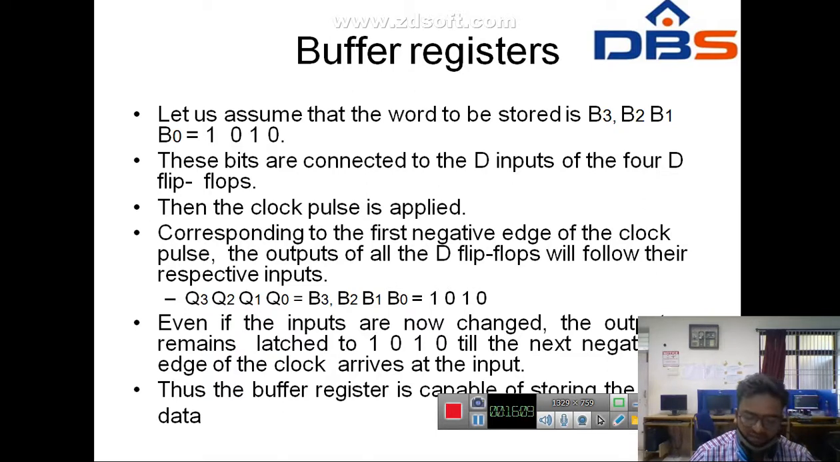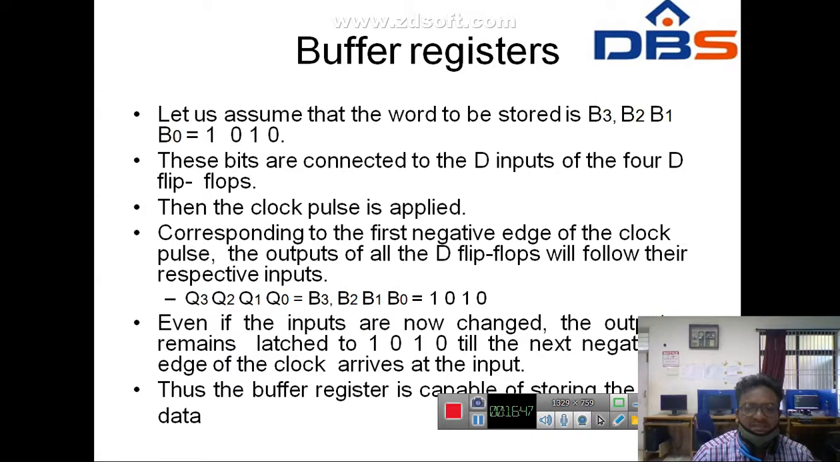Next we will see a buffer register. Let's assume the word to be stored has 4 bits, where B3 is the MSB and B0 is the LSB: B3, B2, B1, B0. We have 1 0 1 0, that is, the B3 bit is 1, the B2 bit is 0, the B1 bit is 1, and B0 is 0.